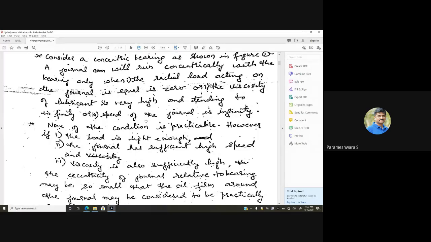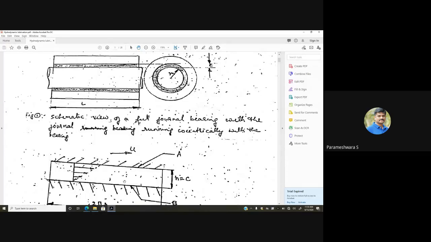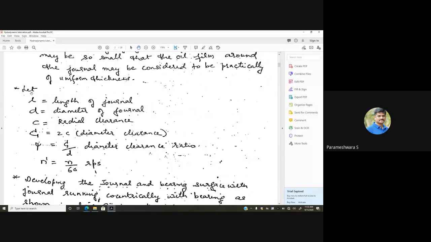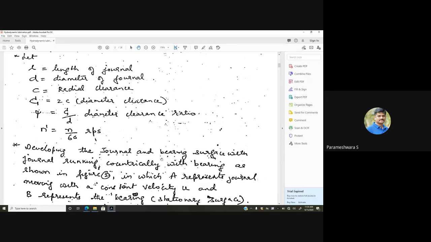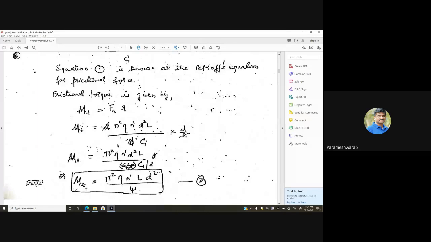You have to state all these things first and draw a neat sketch of this journal bearing and show the expanded view, developed view. This is the section view and this is the developed view. Soon after stating all these things, let's assume the geometry. L is the length of the journal, D is the diameter of the journal, radial clearance is capital C, 2C is the diametrical clearance, psi is the ratio of capital C by D, that is diametrical clearance ratio, and n dash is n over 60, that is the RPS. After deriving the F mu, you can derive mu t, that is frictional torque.